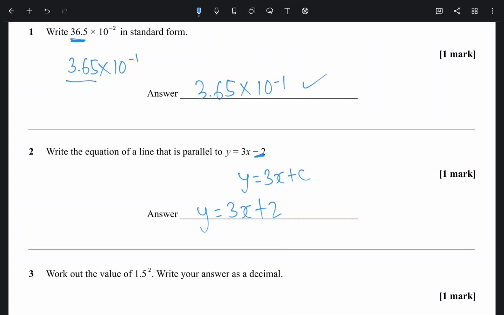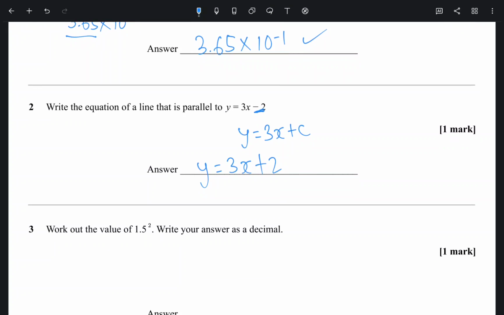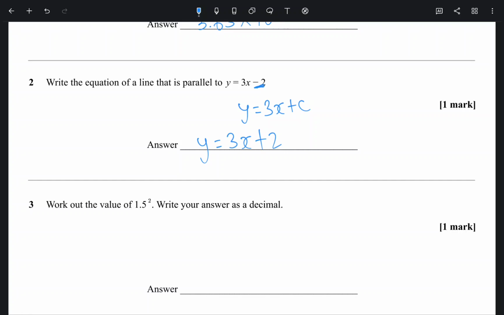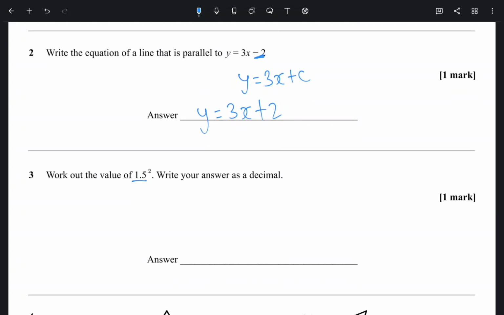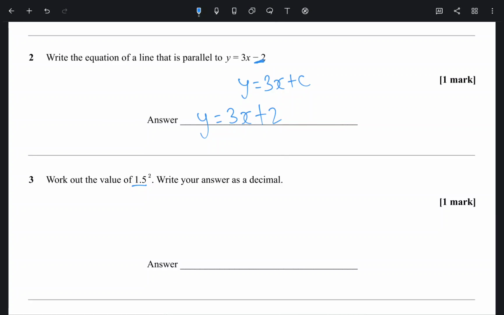Easy 1 mark. And question number 3, work out the value of 1.5 squared. Write your answer as a decimal. So we know 1.5 squared. To work this out, what do we do? If a number is squared, all we do is 1.5 times 1.5. Now, that's the same as 15 times 15. Okay, so I already know 15 times 15, I believe, is 225, right? So again, that's some quick mental maths, and it's something that you can use.